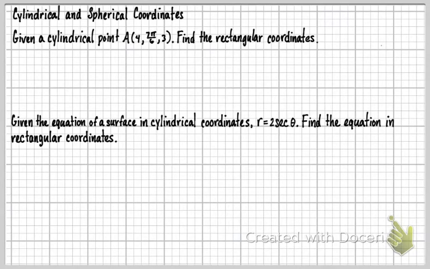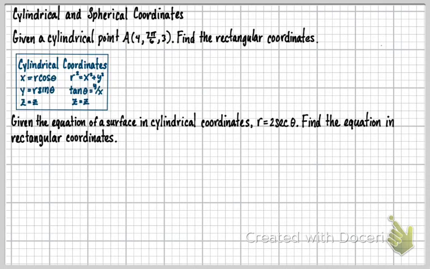Given a cylindrical point (4, 7π/6, 3), find the rectangular coordinates. So what we're going to need first here is those equations for converting cylindrical coordinates to rectangular coordinates, and that's this one here. Now what we need to do is sub everything in here.